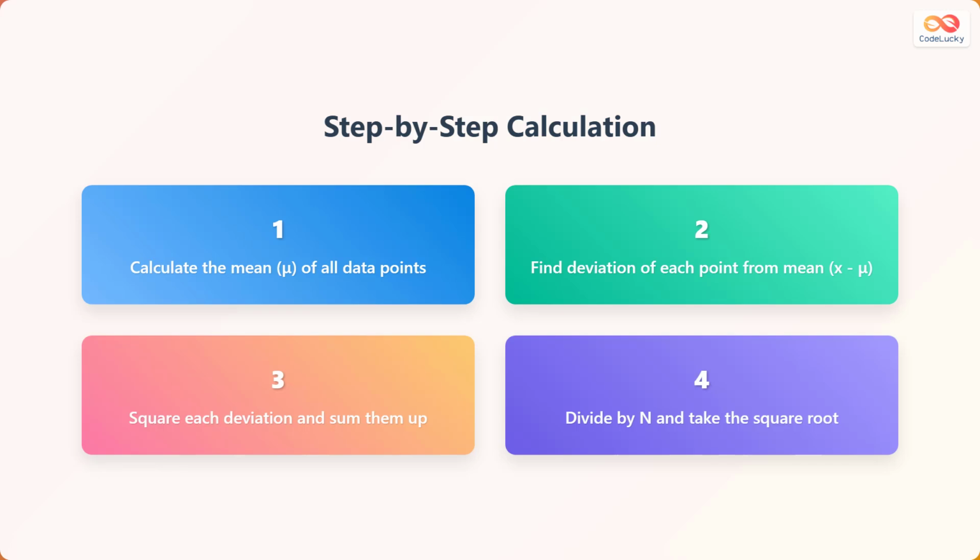Here's a step-by-step guide to calculating standard deviation. First, calculate the mean of all data points. Second, find the deviation of each point from the mean by subtracting the mean from each data point. Third, square each of these deviations and then sum them up. Finally, divide this sum by the total number of data points, n, and then take the square root of the result.